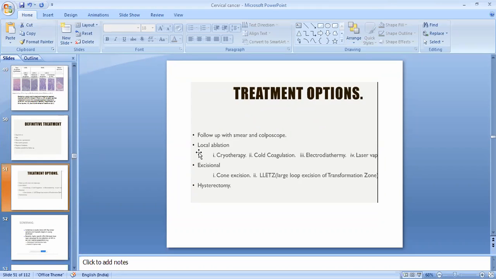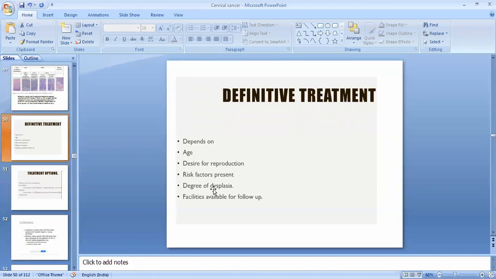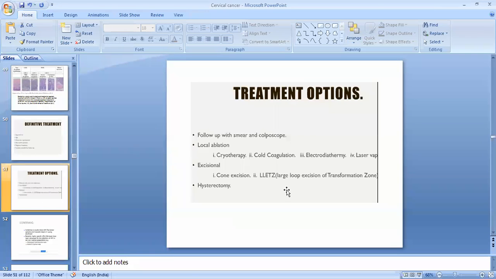There are local ablation with cryotherapy, cold coagulation, electrotherapy, and laser preferred. So this is local ablation, and excisional is cone excision and large loop excision. And overall, hysterectomy, where the whole uterus can be removed. So depending on all these things, the clinician decides what would be the best one for the patient. The degree of dysplasia is also very important. Maybe some local ablation is fine.